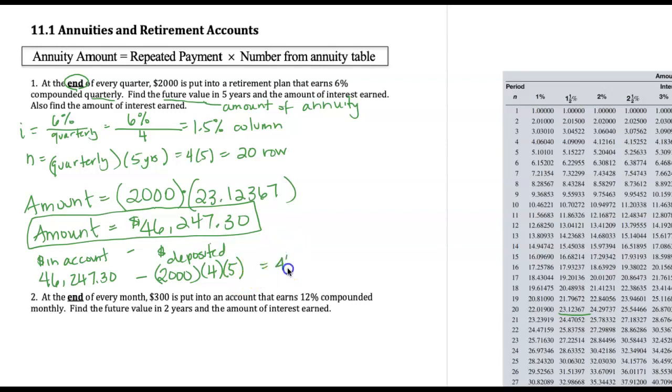So we're going to have our $46,247.30, and the amount deposited was $40,000. So the difference in the amount at the end of the account and the money that was deposited is $6,247.30. And this is the interest only. And that's pretty good interest in just 5 years for just leaving your money in the bank. Let's take a look at question 2.